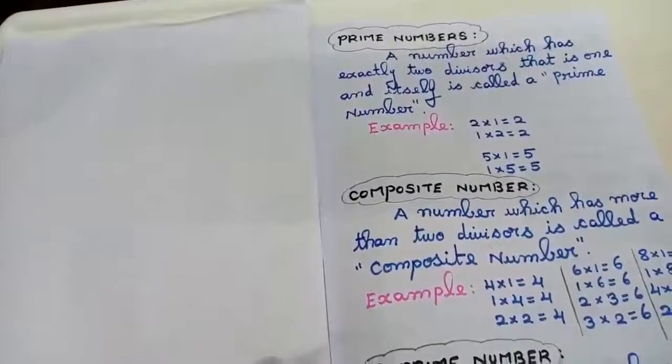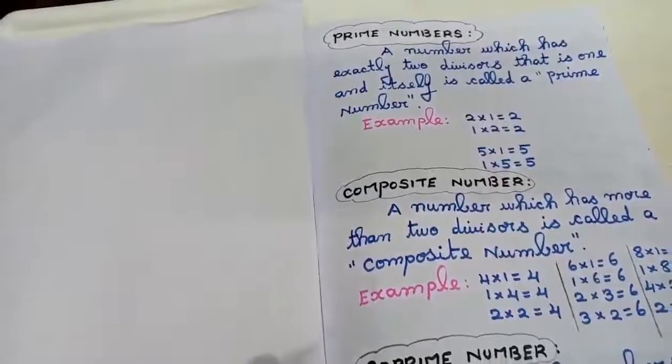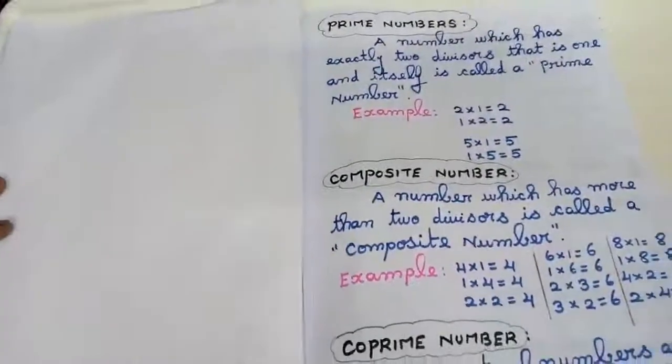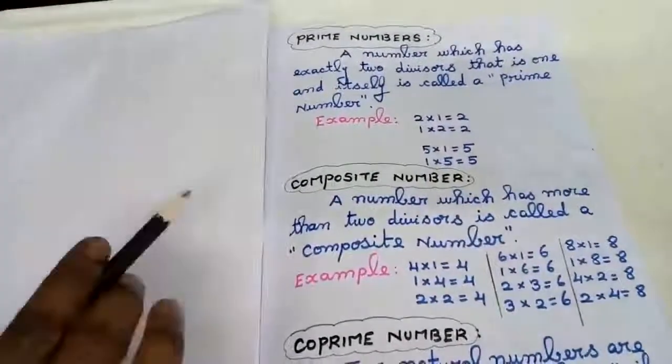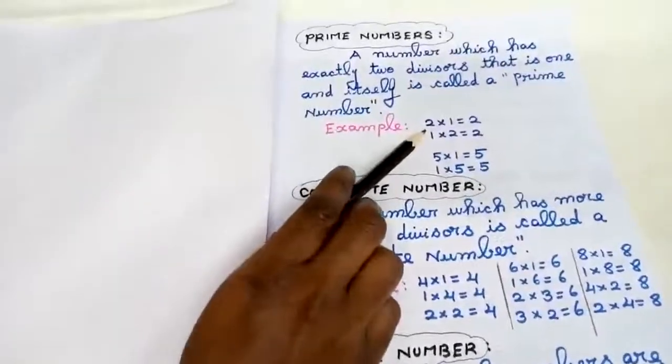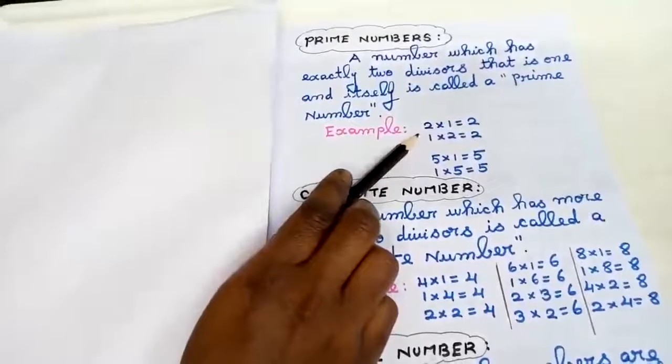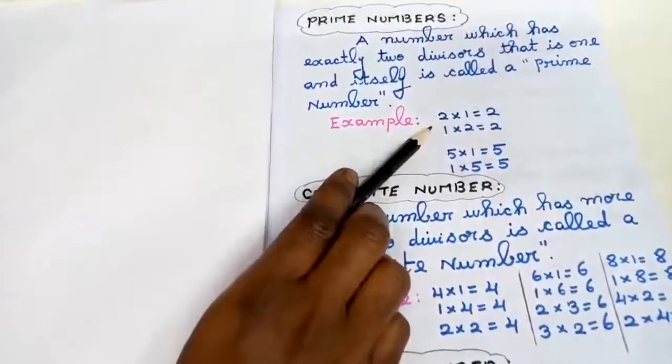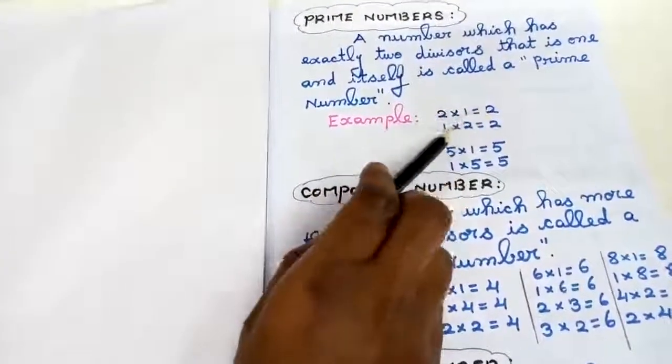Before starting with sum number 3 and 4, we are going to see the concept of prime, composite and co-prime. So what is the meaning of prime? First we will see the example. If I am going to take the number 2, I must get the answer 2 when I am multiplying. So 2 ones are 2, 1 twos are 2.